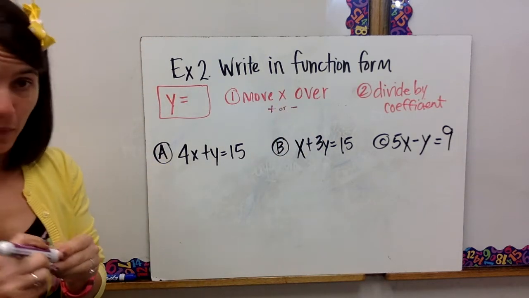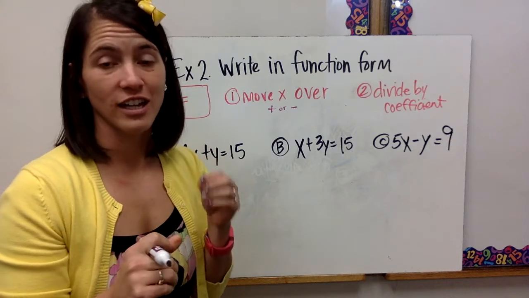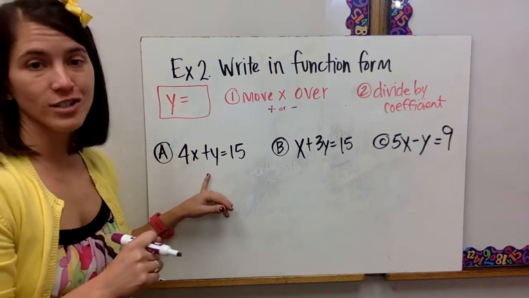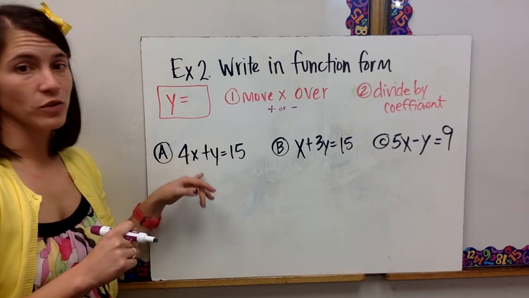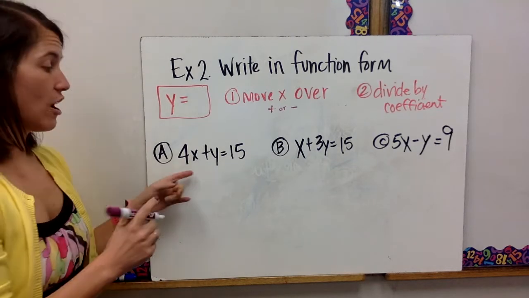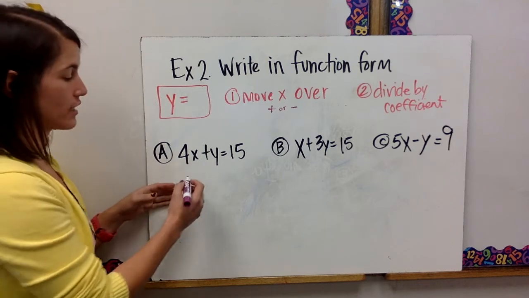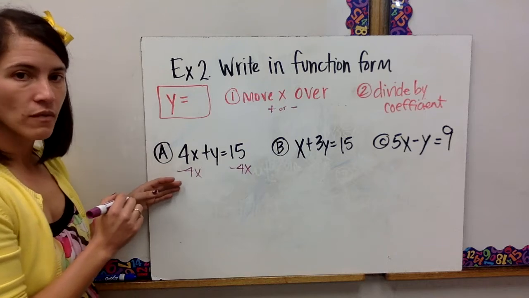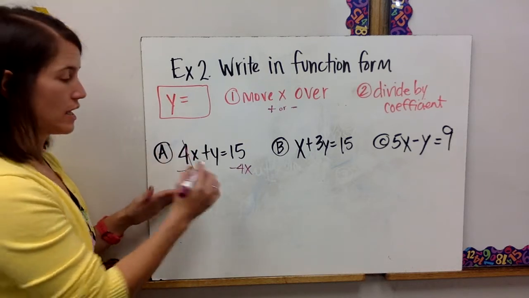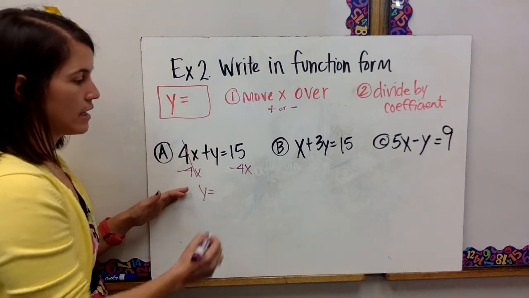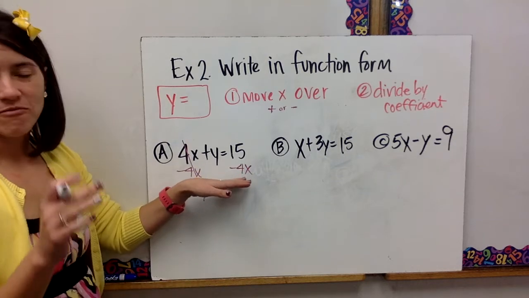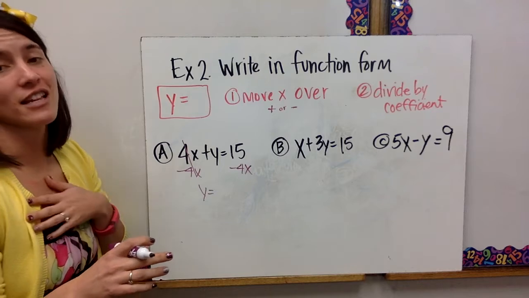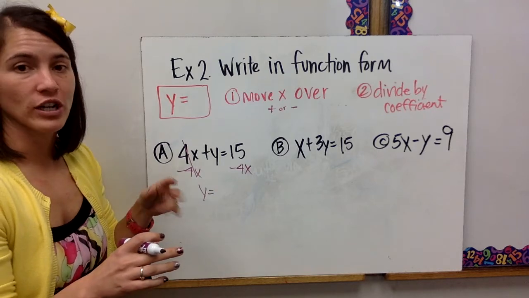So I'm going to show you some examples of writing an equation in function form. So let's start with A. 4x plus y equals 14. We want y by itself, so I need to get rid of this 4x. I'm going to subtract 4x from both sides. Those are going to cancel, and now I have y. It might not make sense to you now, but you want to put your x value first. It's going to set things up so much easier for you in the future.